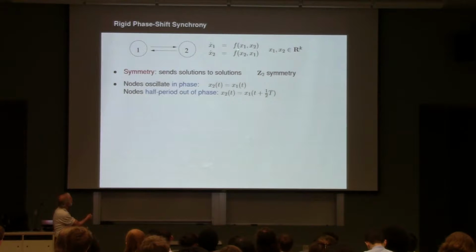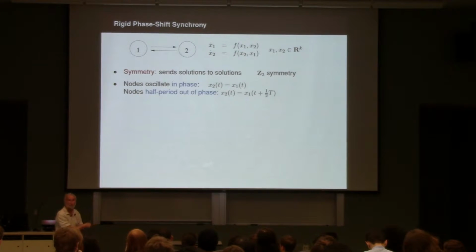x1 dot is f of x1, x2. x1 is the internal state variable of node 1, x2 the internal state variable of node 2. And the fact that these are identical says that x2 dot is f of x2, x1.